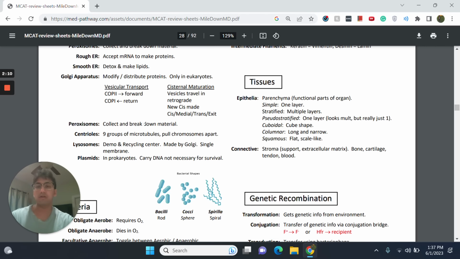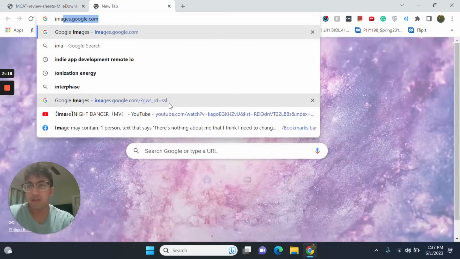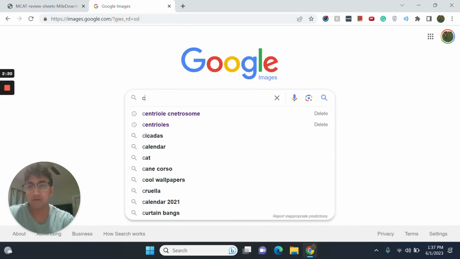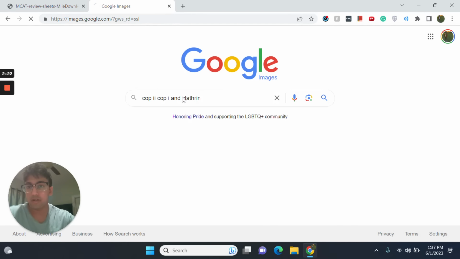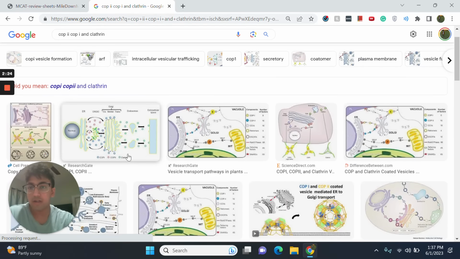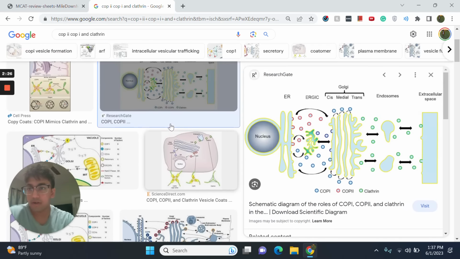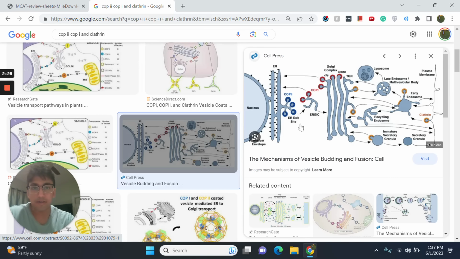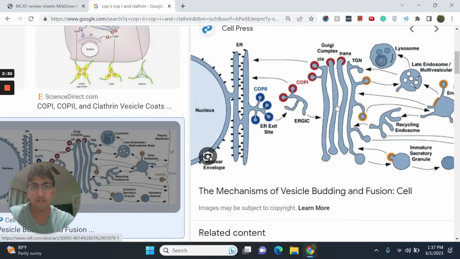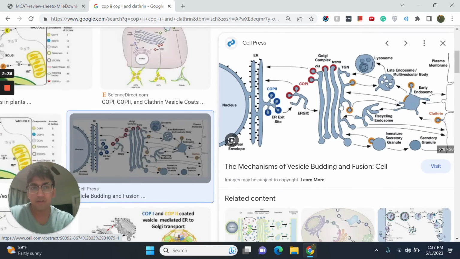When I was studying, the vesicular transport and cisternal maturation didn't make too much sense to me until I finished my first year of med school. But I think looking at a picture would help. This is a better picture. Here you can very clearly see that the side of the Golgi that faces the nucleus is called the cis side, and the side that faces the plasma membrane is called the trans side.